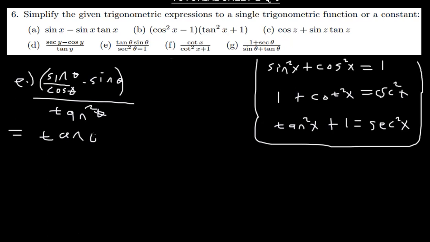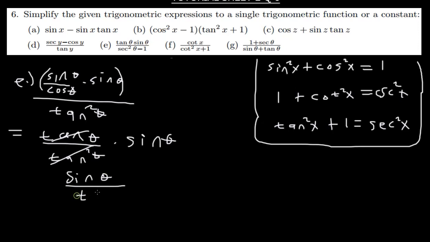So this is tan theta over tan squared theta multiplied by sine. So one tan here will cancel with that tan. So meaning you are going to have sine theta over tan theta.